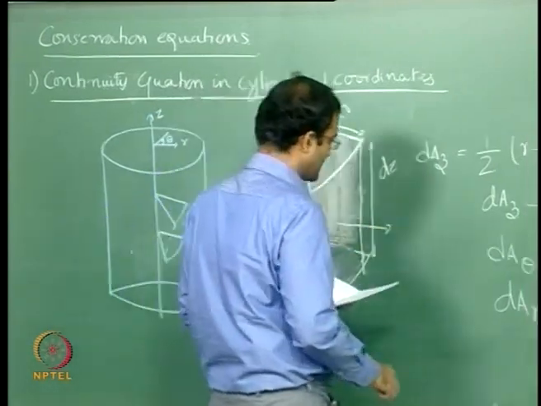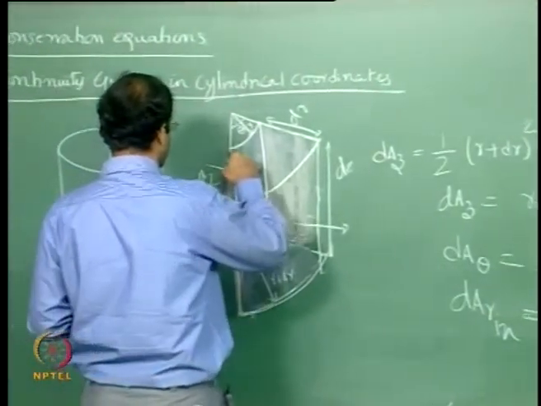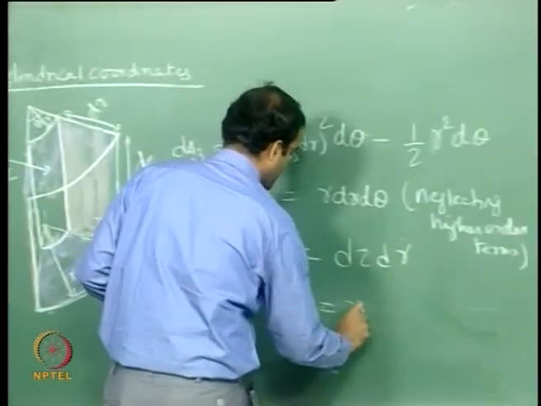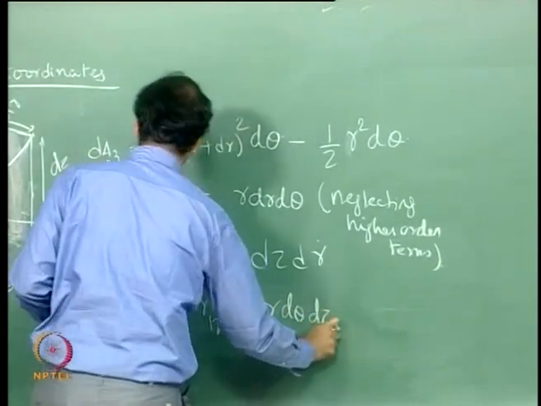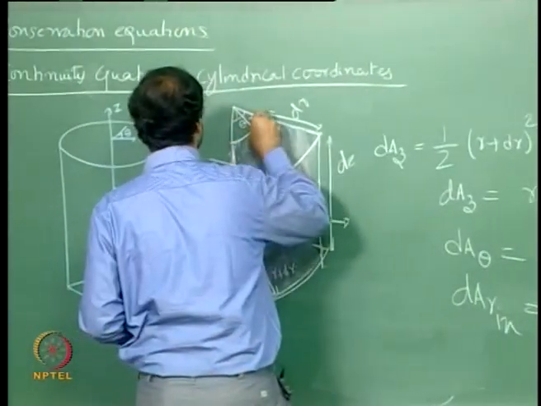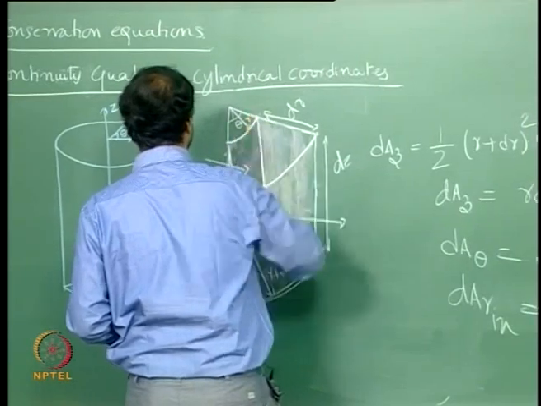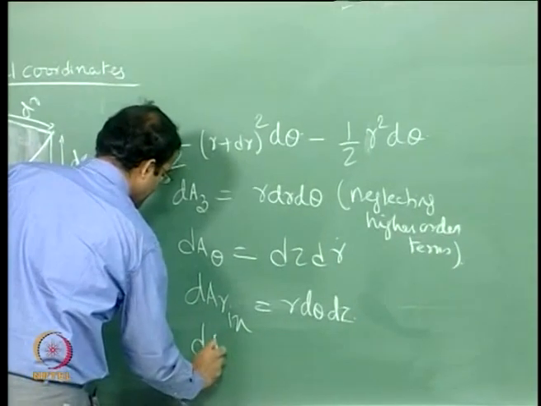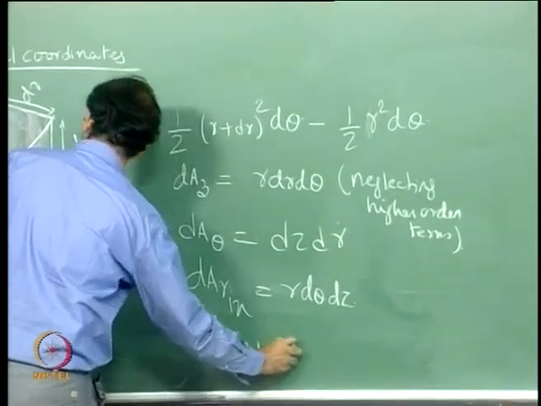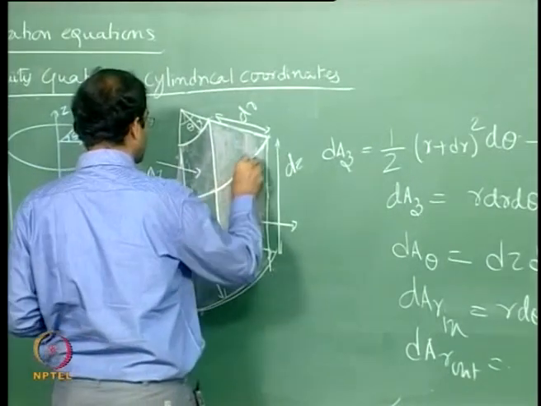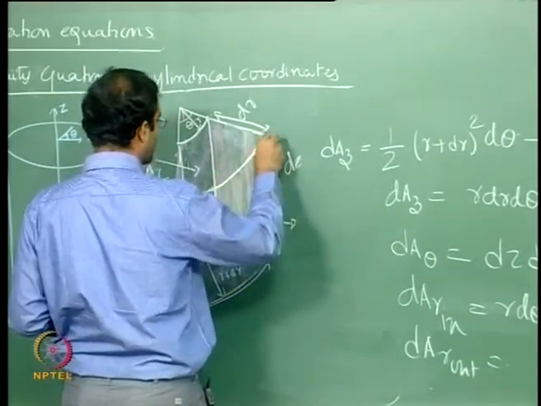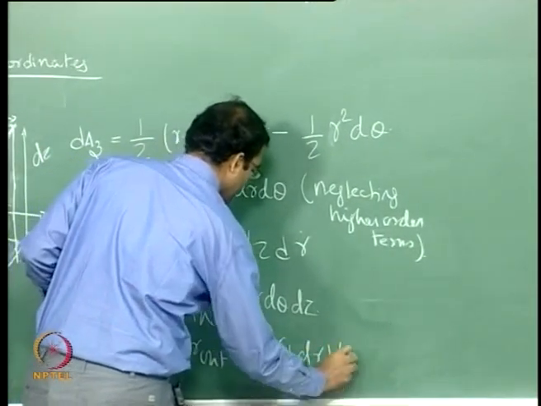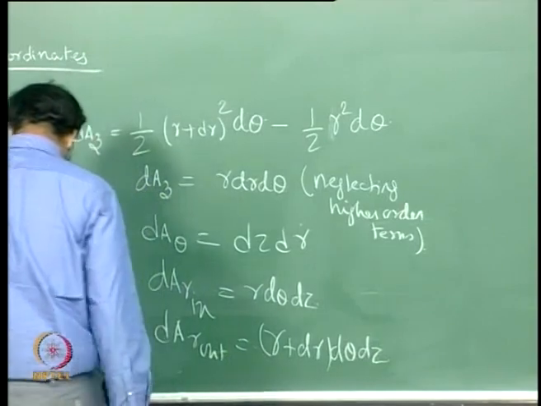So the differential area entering here will be basically r d theta into dz, because the length of the sector is basically r d theta, times dz will be the area of this. And the differential area in the radial direction which is leaving out here will be (r plus dr) into d theta into dz.